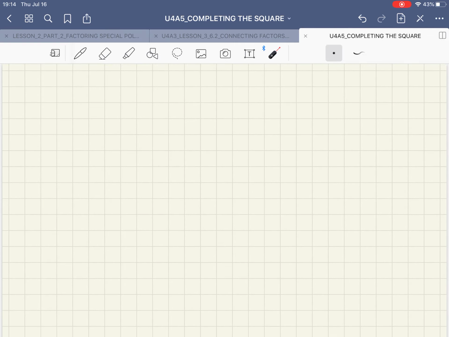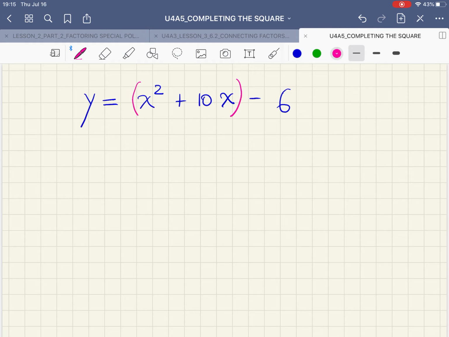I'm going to make up an example. And here we go. We are here at y equals x squared plus 10x and then minus, I don't know, 4. Oh, wait, we had a 4 before. So let's make it 6. Doesn't really matter. So remember step 1: group the first two terms, the x squared and the 10x. Step 2: complete the square.